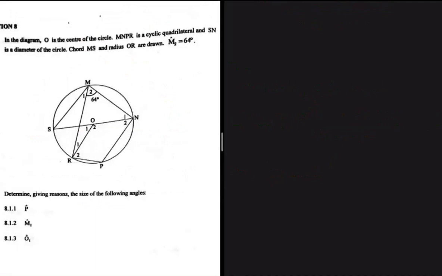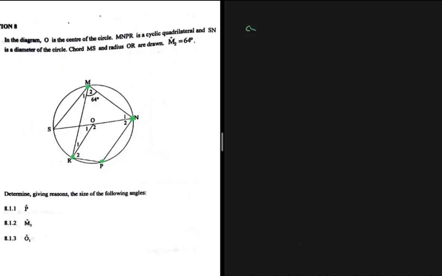Now, the center of the circle is O, and MNPR is a cyclic quadrilateral, right? So let's just highlight MNPR. So we're saying that MNPR is a cyclic quadrilateral, and SN is the diameter. So we have SN as the diameter there, and then we have chord MS and radius OR, right? So let's jot down our keywords, right?